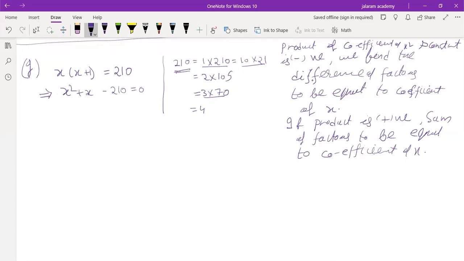I know. After 3, which number is there? Yes, sir. 4 into, but when we multiply this 4 by 2, it is 4. And now to find the next factor, if you divide 105 by 2, you cannot divide. So 4 is not the factor of 210. Is that clear to you?